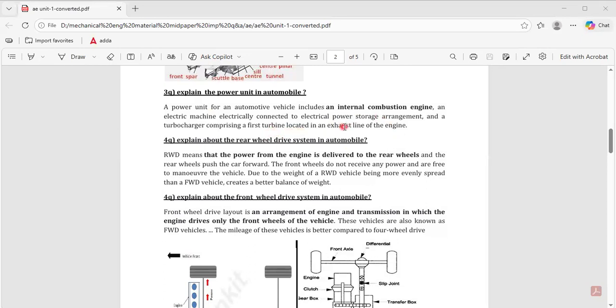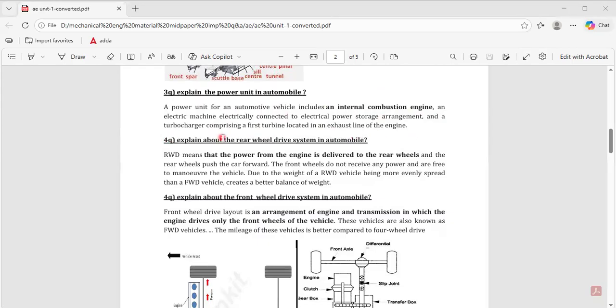So where is the power unit? Obviously the engine, in one word I will say. Here you can see a power unit of an automobile vehicle includes an internal combustion engine. So internal combustion is giving you the power. Without internal combustion you cannot run the automobile. There is also an electric machine, electrically connected. So some electrical connections are made to start the internal engine also. There are electrical power storage arrangements, and a turbocharger is also there.